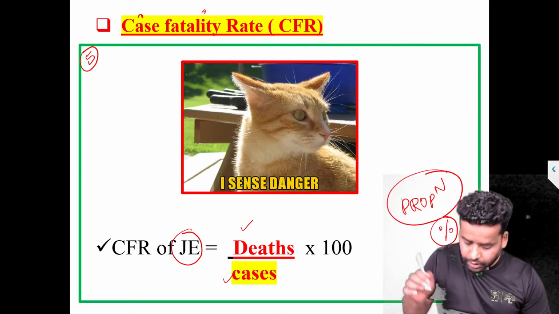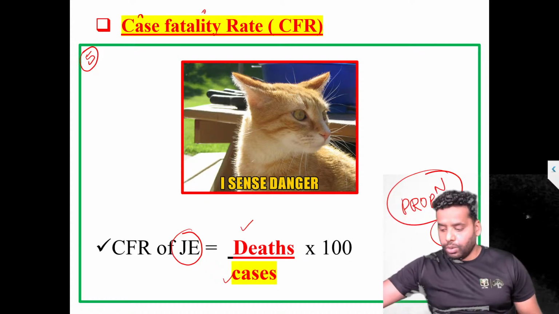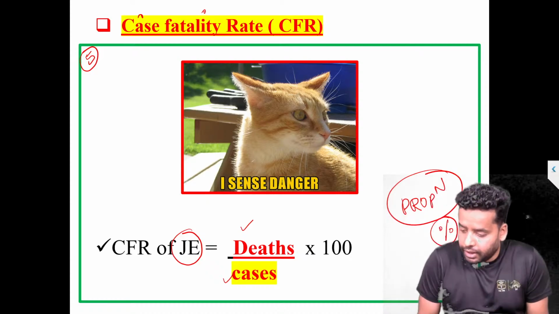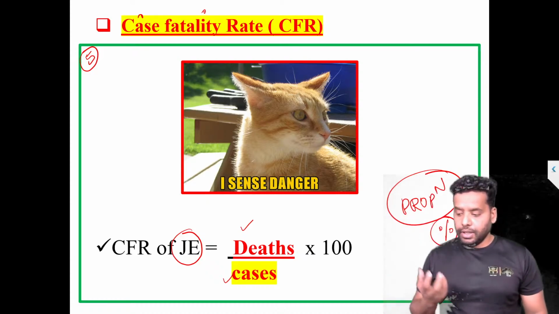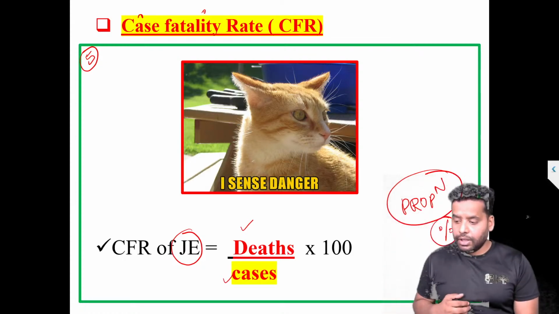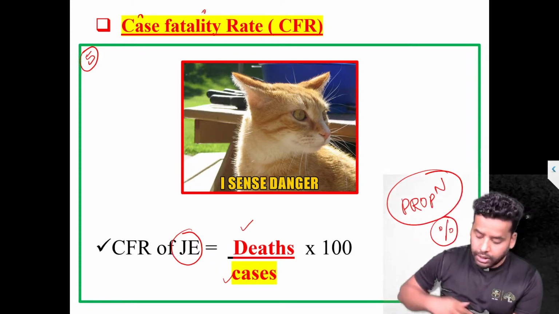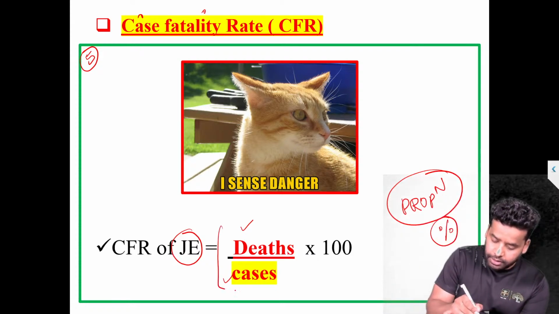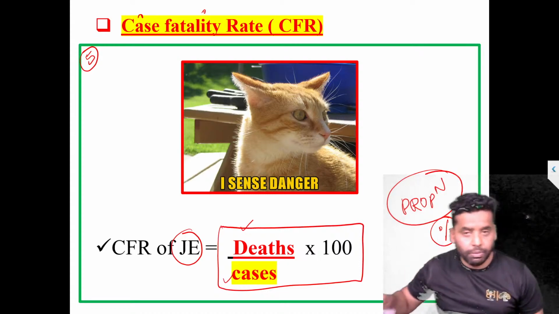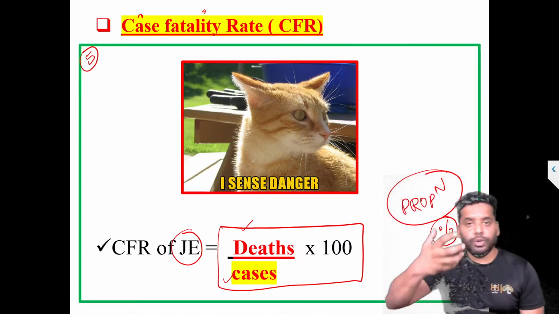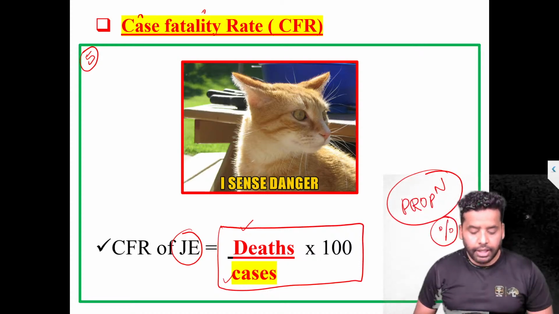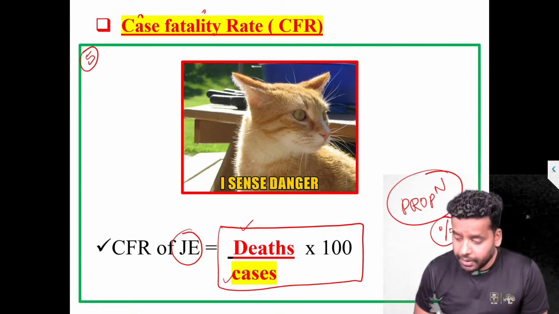Out of total cases, how many died? The word says so. Case fatality. Correct. What you're telling is 100% correct. So the denominator will be cases. Numerator will be deaths. Within cases, how many are dying? Case fatality rate. It is expressed in percentage.